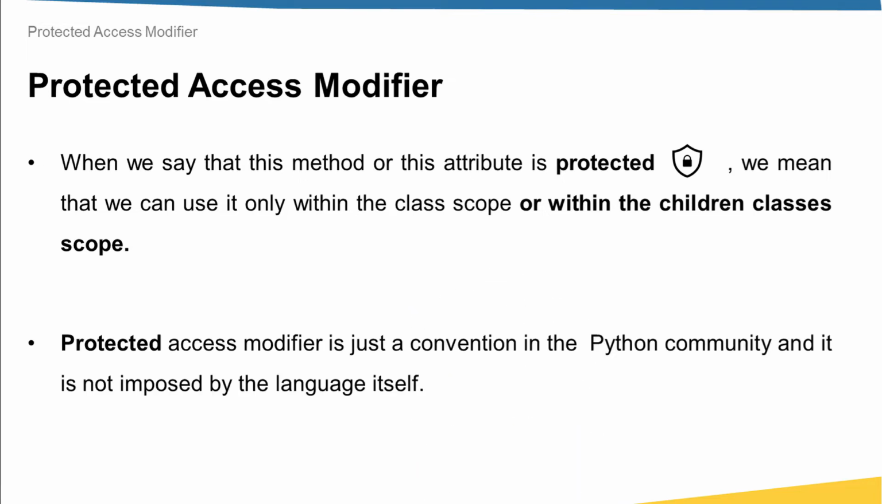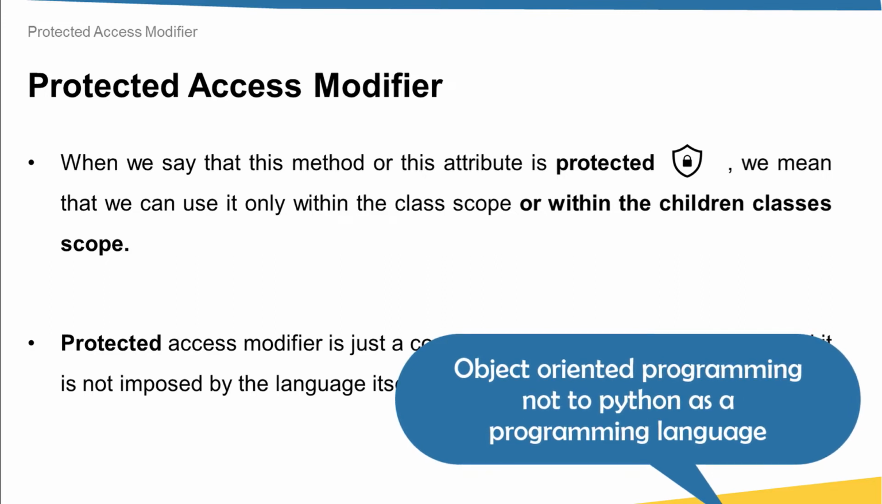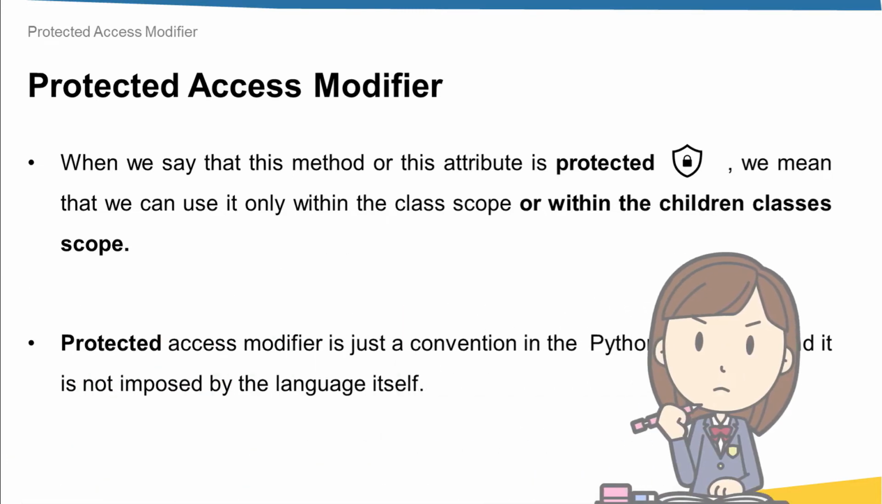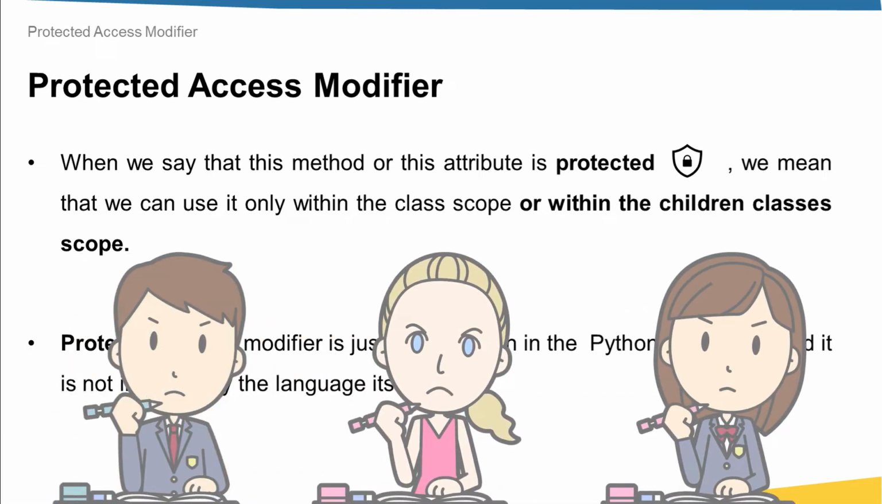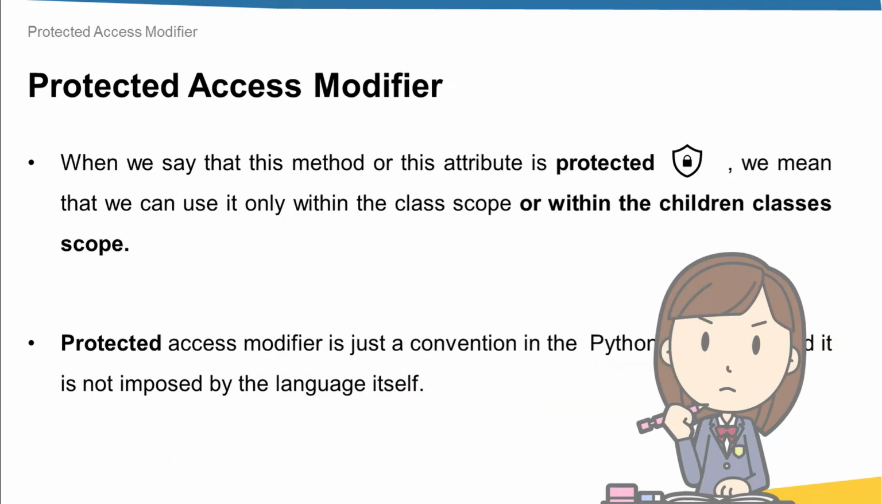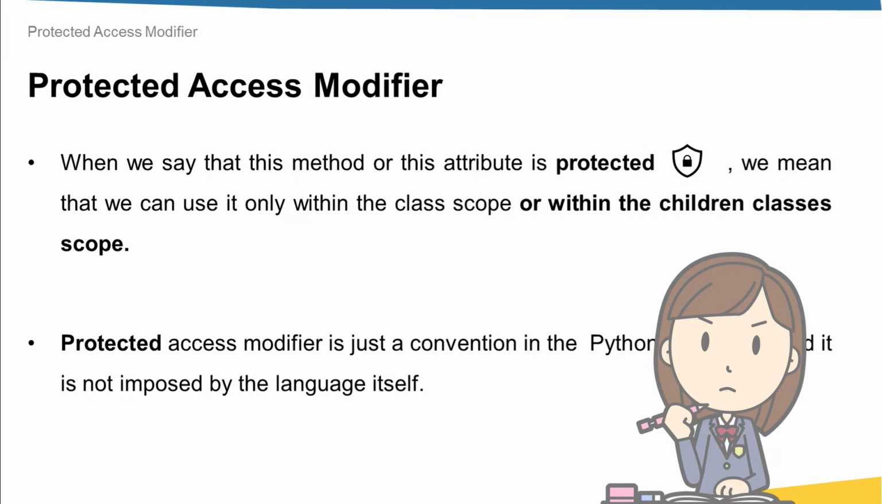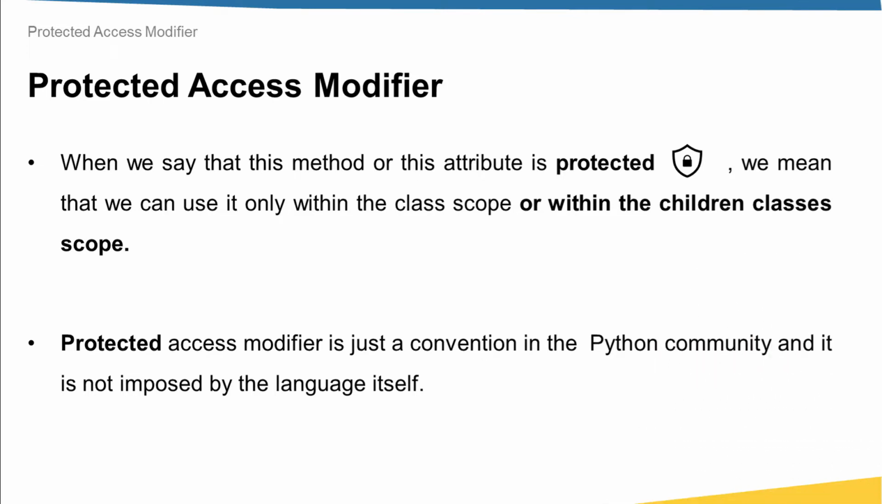But there is very important information I want to highlight: in Python, the protected access modifier is just a convention and it's not imposed by the language itself. The concept of access modifiers is related to object-oriented programming, not to Python as a programming language. In Python, this concept is not imposed by the language itself, so the community developed a convention. When you use this syntax, it's your own responsibility as a developer not to use protected attributes and members outside of the class scope or the children classes scope. You will understand this better when we see a real example using Python.